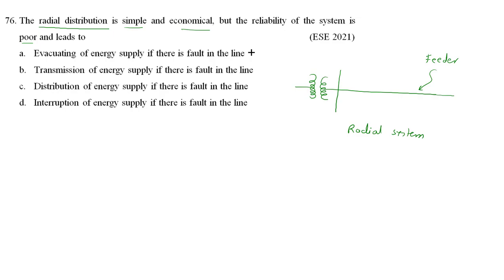Evacuating of energy supply if there is a fault in the line. That is not correct. Transmission of energy supply if there is a fault, which is also not correct. If there is a fault in this system, the breaker and relay will open. So whenever there is a fault, that protection system will operate and there will not be any supply; there will be interruption. Distribution of energy supply if there is a fault, that is also not correct. Interruption of energy supply if there is a fault, so that is the correct answer.